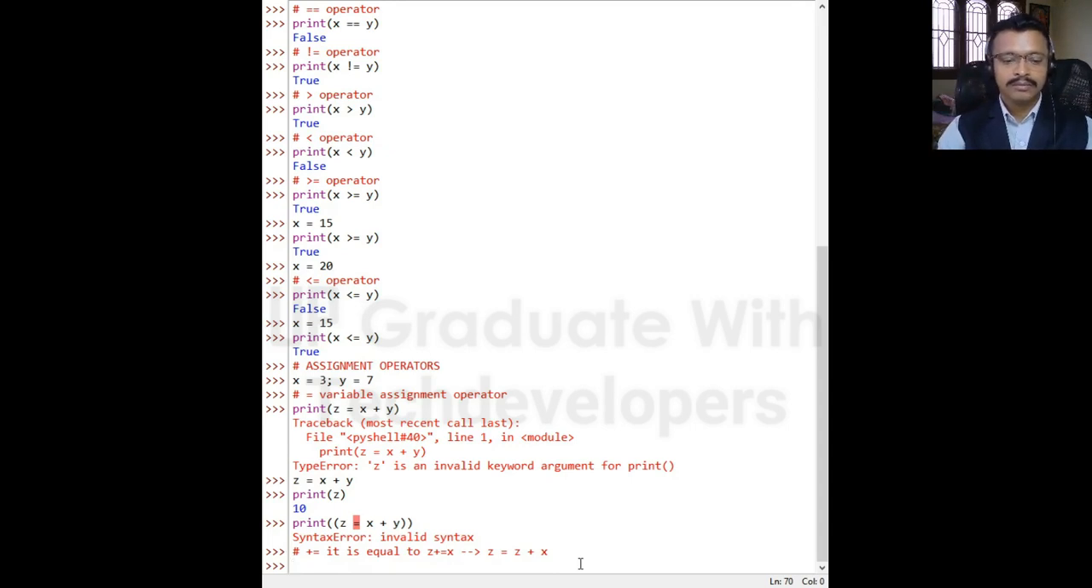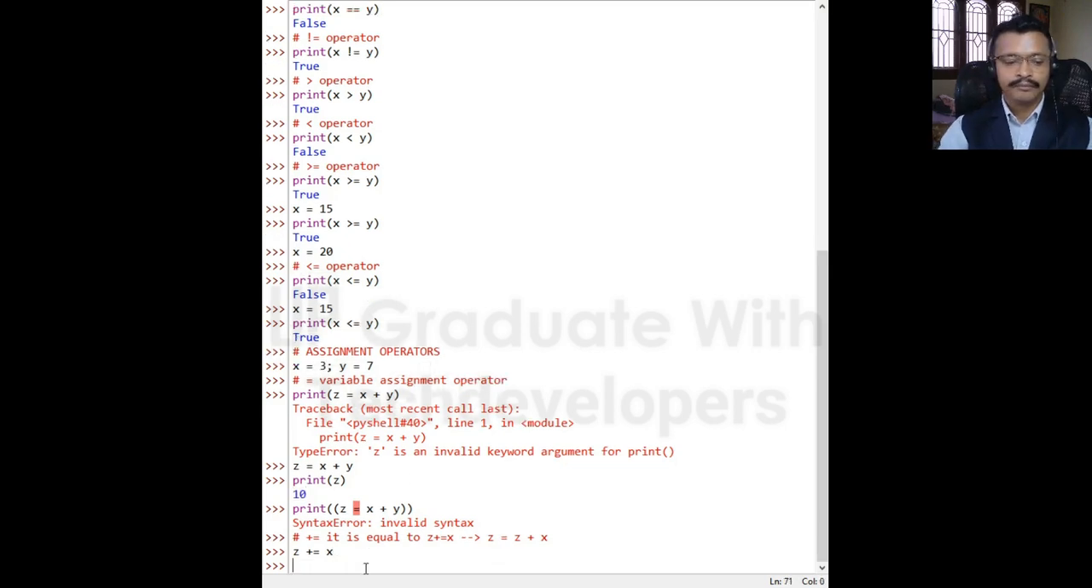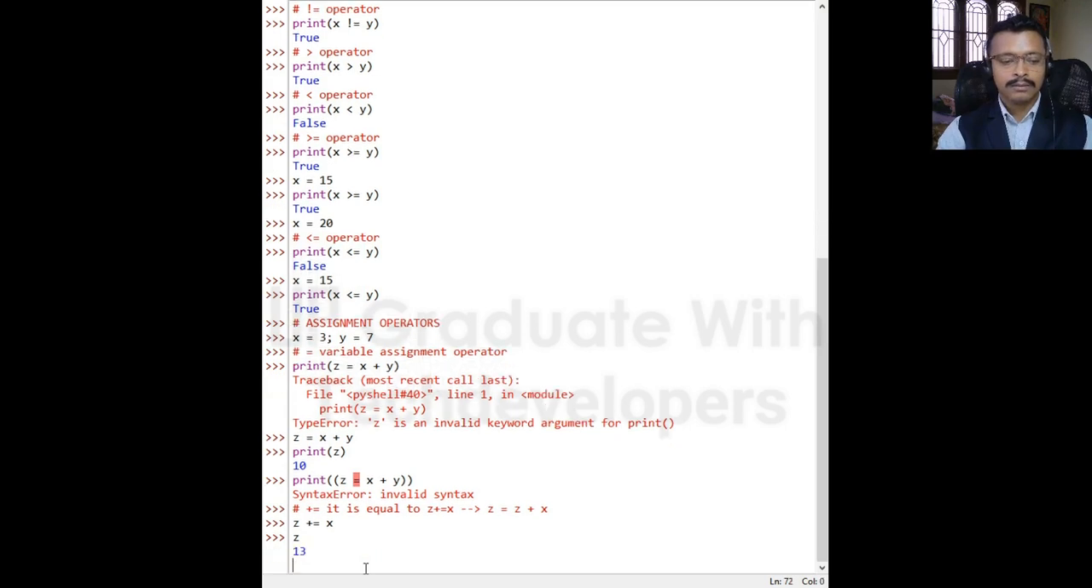So let us see, z plus is equal to x. So z here is nothing but 10, our previous value, and x is nothing but 3. So the result will be 13.